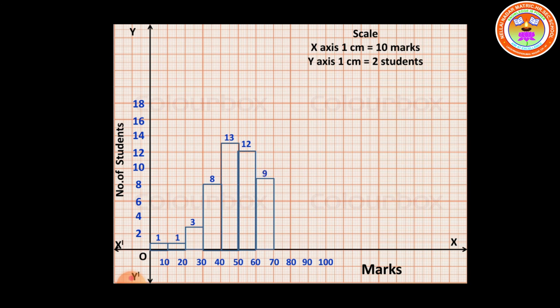For the class interval 70 to 80, we got the frequency only 2, so draw a rectangle of height 2 and write the frequency as 2. For 80 to 90, we got the frequency 1, so draw a rectangle of height 1 and write the frequency as 1. Now you have to draw the frequency polygon. For that, consider the midpoints of each and every rectangle and join the midpoints by straight lines. So, this is our required frequency polygon.